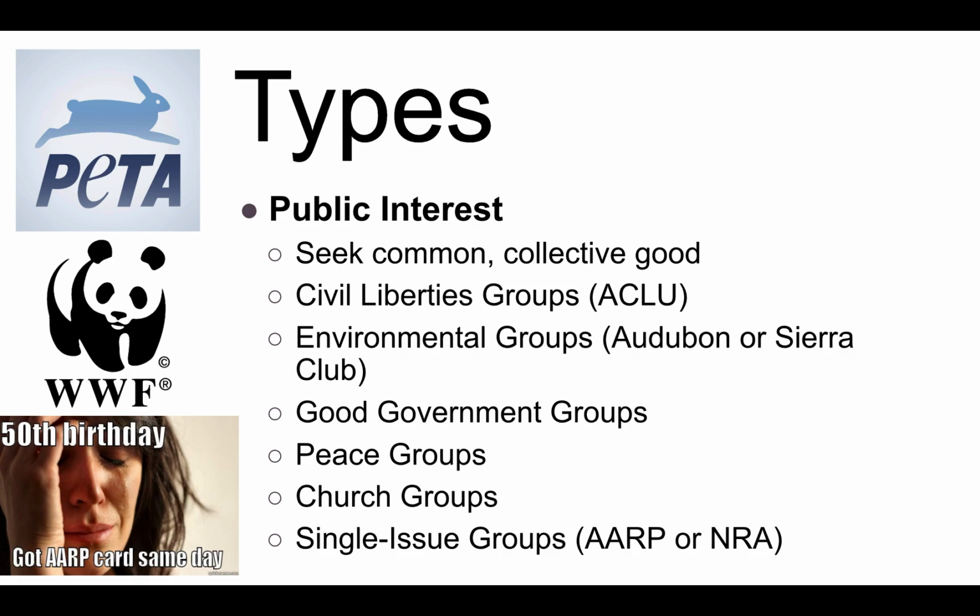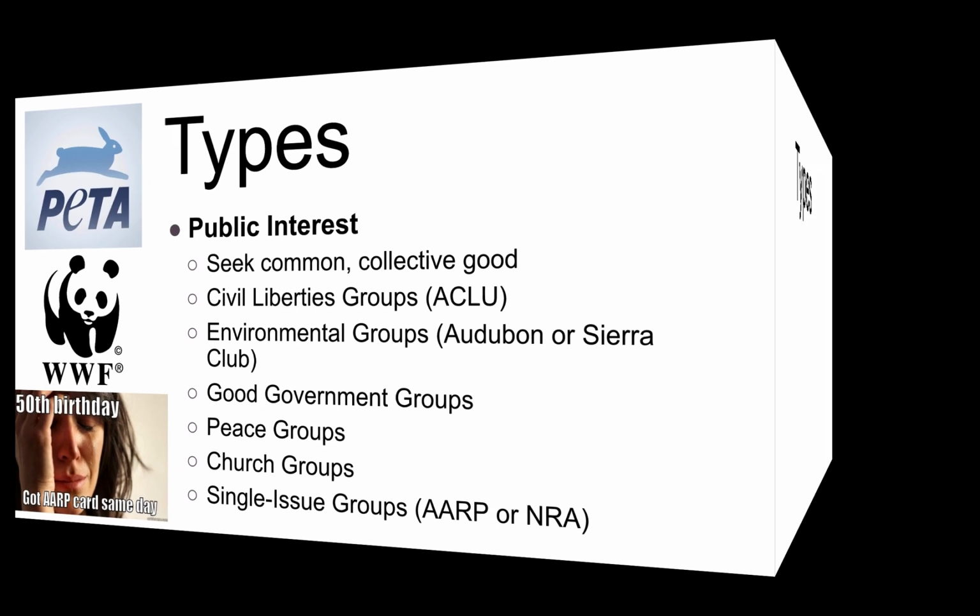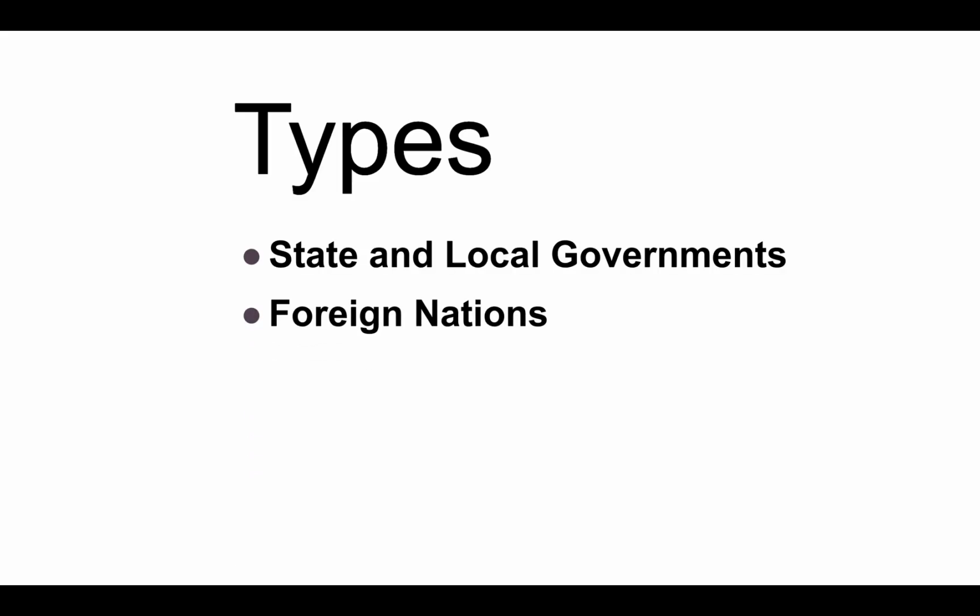You got peace groups fighting for peace. You got church groups. You got single issue groups. These are groups that are only focusing on one area of expertise. And there's quite a few of them. And there certainly can be overlap between many of these groups. And there's some groups like Greenpeace that encompass a good chunk of these groups. So a group doesn't necessarily have to fall in one area. And of course, state and local governments and foreign nations can also act like interest groups in many ways as far as lobbying, but there are limitations as far as what they can do with electioneering.